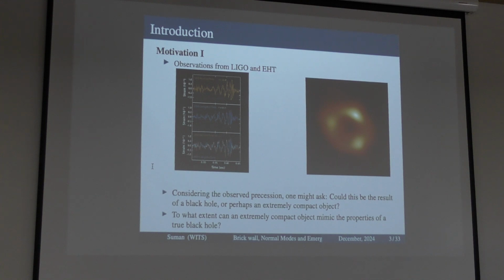I'd like to start by showing these two images, which are very familiar to you. The first one is by LIGO, and the second one is by the Event Horizon Telescope, where you can see the existence of black holes, and in this picture you see the horizon also. But considering the observational precision, one might ask, could this be the result of a black hole, or perhaps it's coming from an extremely compact object? Or to what extent can an extremely compact object mimic the properties of a black hole?